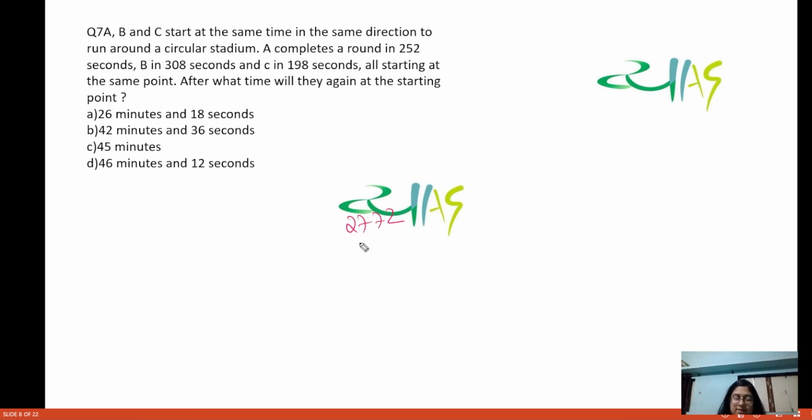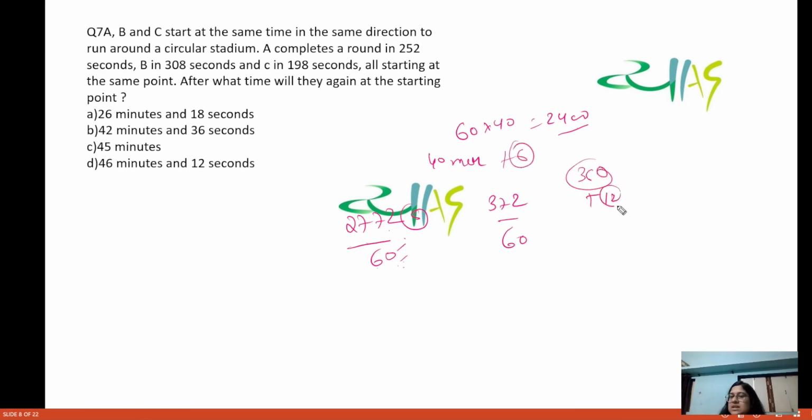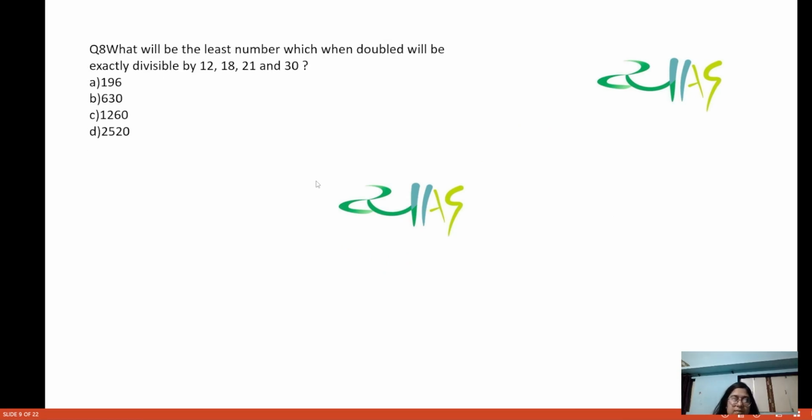So you have 2772 divided by 60. If you have to make these seconds into minutes, I do 60 into 40, I know it is 2400. Then what is left? When you subtract 2400 from 2772, only 372 is left. So I know 40 minutes लग ही रहे हैं. Then when I divide this by 60, I know this will need 6 minutes more because 360 seconds तो लग ही रहे हैं and बचा हुआ 12 second है. So this becomes 46 minutes 12 seconds. So this is how you do these kinds of questions. I hope everybody is clear.